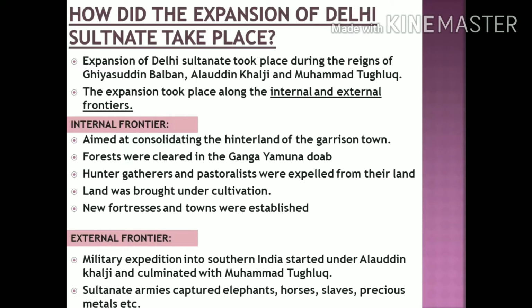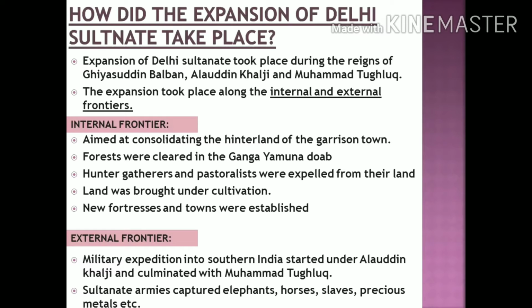अब इसका मतलब क्या है? Internal frontier means that initially sultans tried to expand in the areas around Delhi, and external frontiers means the rulers, they tried to expand in areas much beyond Delhi. So along the internal frontier, the main aim of sultans was to control the hinterland of the garrison town.